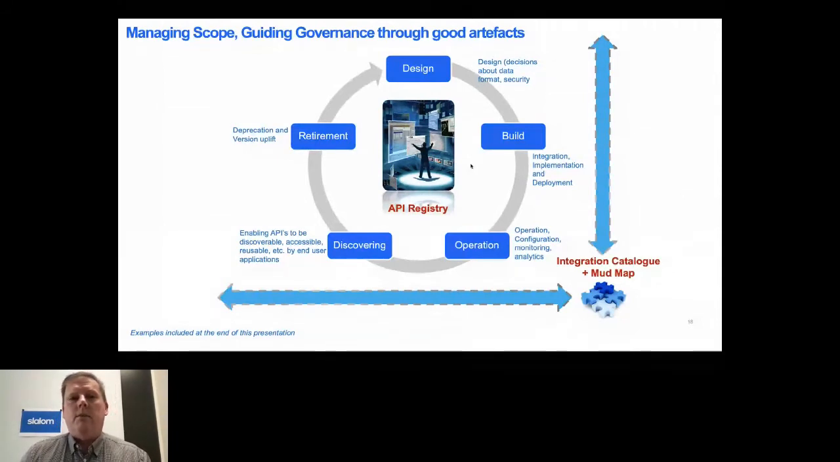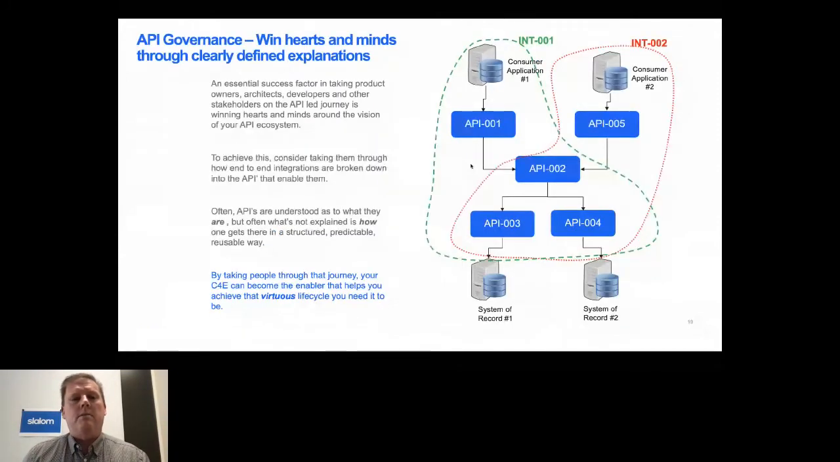The other thing that's really important in a C4E, I think, as I mentioned before, is winning the hearts and minds of stakeholders to understand the API-led approach to delivery. That is to take them on the journey of what is the difference between an integration and an API, and how to then measure that in terms of reusability and other things.